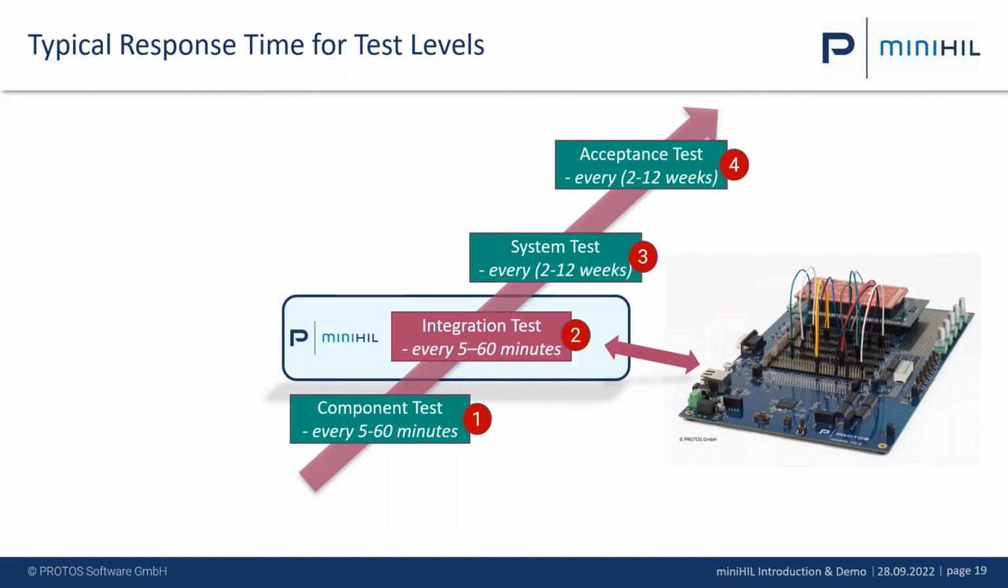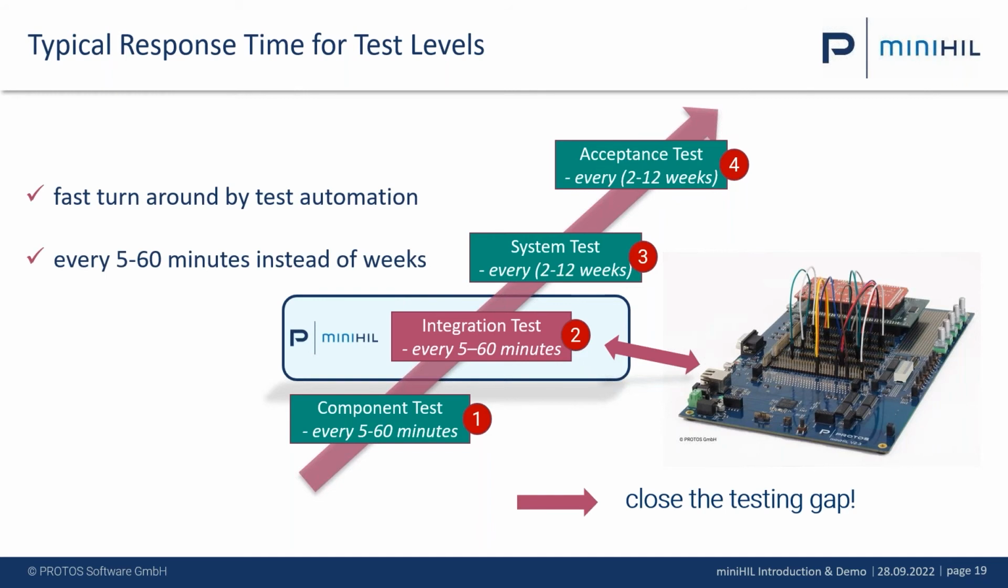What we do is now we introduce the integration test, where we already test a lot of system things with a miniHIL. In this case, you see an Aurix processor of Infineon on top of the miniHIL board. So that's our system we're testing. And this allows us to have a very fast turnaround cycle within minutes instead of weeks or months. So the speed is the message here.